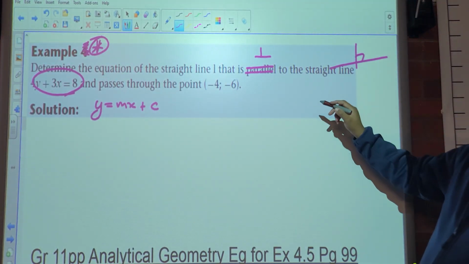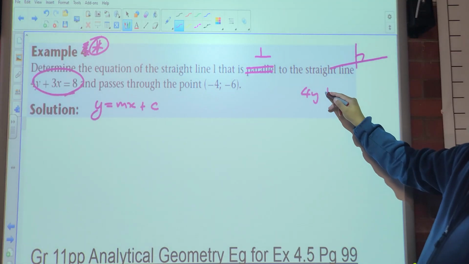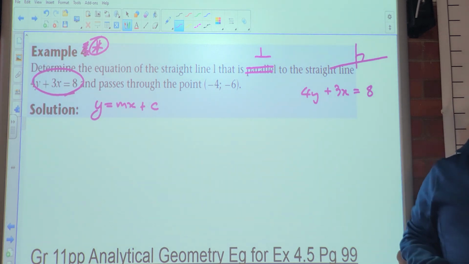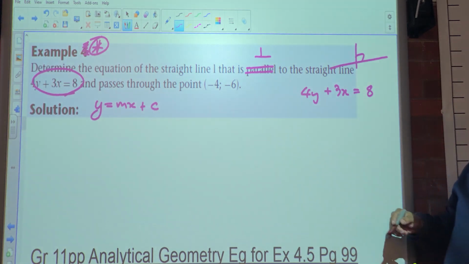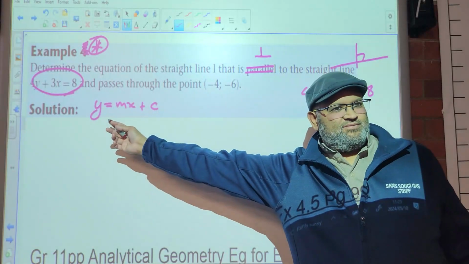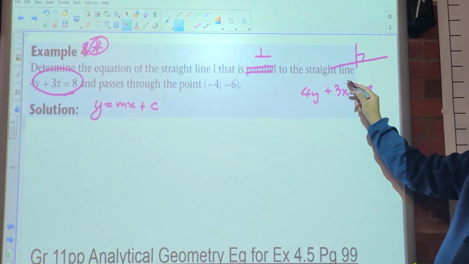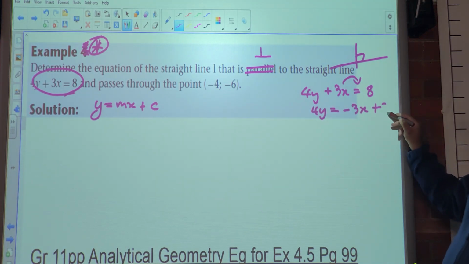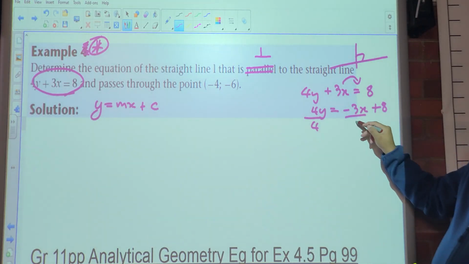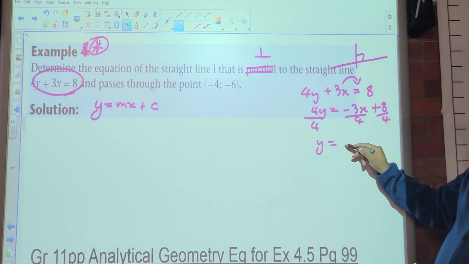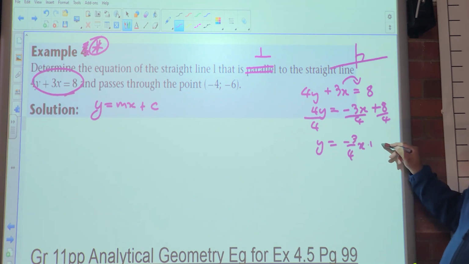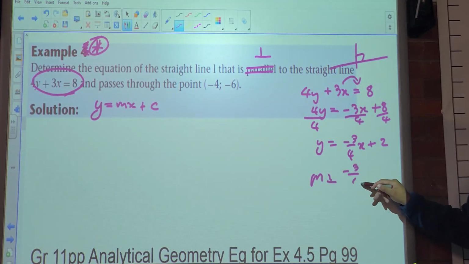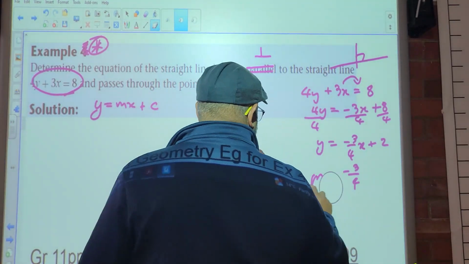So what we do is we say, okay, if you got 4y plus 3x is equal to 8, can I say the gradient is 3? Yeah. It must be in standard form. What is standard form? Y is equal to mx plus c. So what do I do first? I take the 3x over. So I got 4y is equal to negative 3x plus 8, divided by 4. So y is equal to negative 3 over 4x plus 2. So what's the gradient of this graph? Negative 3 over 4. You all agree with that?